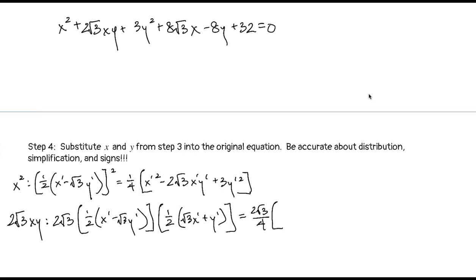Now when we FOIL, we're going to get root 3 x prime squared plus x prime y prime minus 3 x prime y prime, which is minus 2 x prime y prime. And then my last terms give me negative root 3 y prime squared.